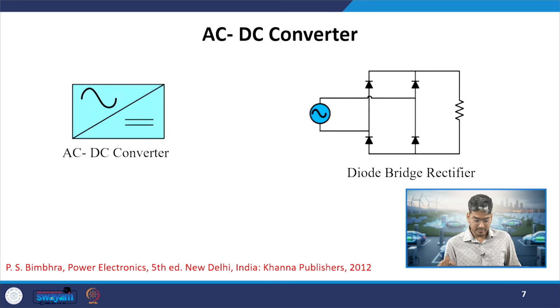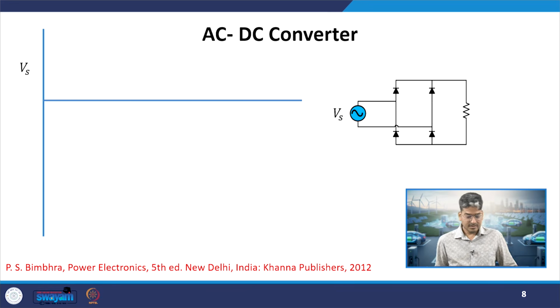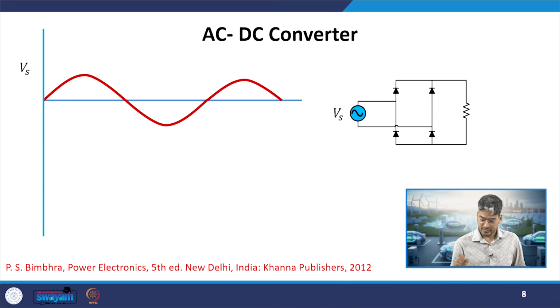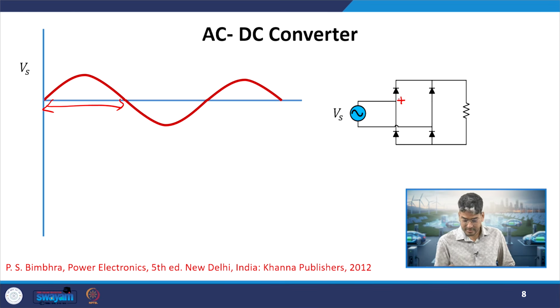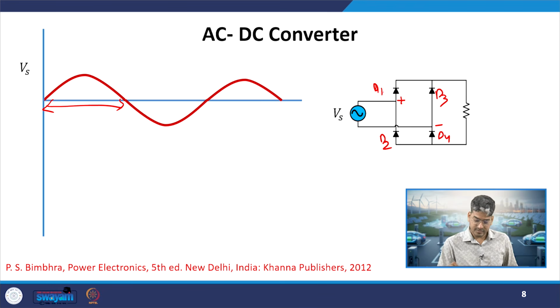What will be the operation of this diode bridge rectifier? We have an AC voltage over here. Let us consider this terminal for the positive half cycle, that is, during this period I have positive voltage over here and negative voltage over here. Now let us see which diodes are forward biased and which are reverse biased. We will mark these as D1, D2, D3, D4. If this terminal is positive, then D1 will be forward biased and D2 will be reverse biased.